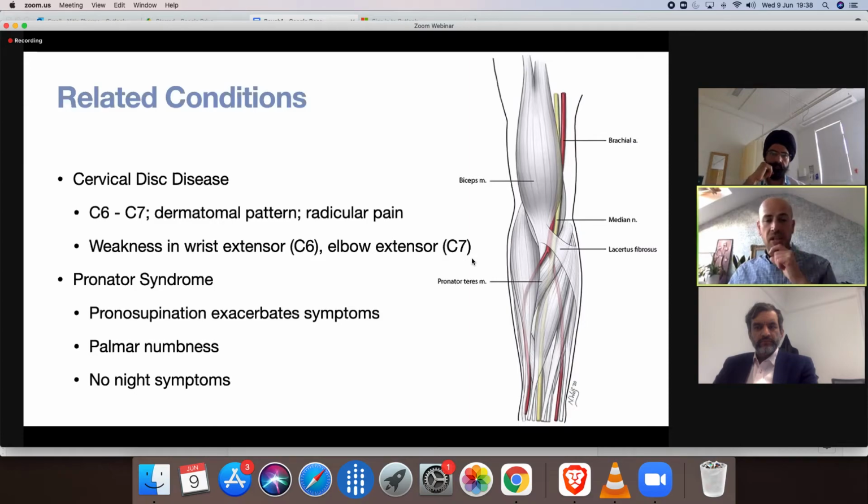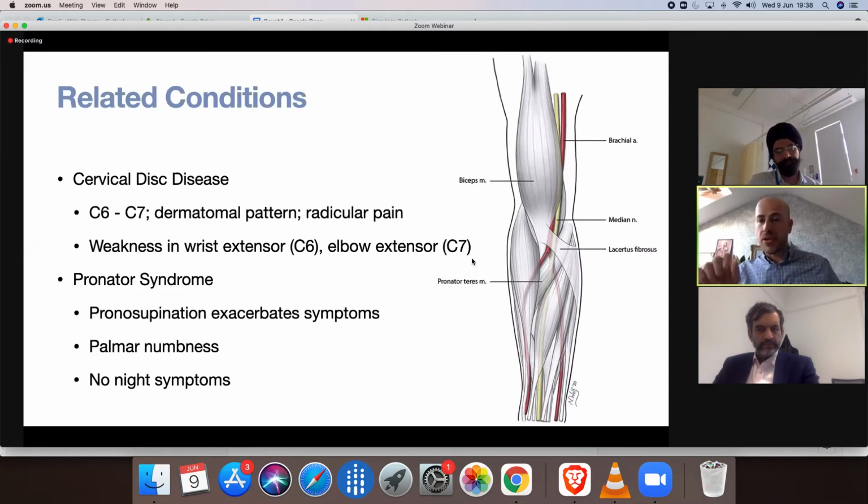Pronator syndrome, I'll only touch on briefly. Pronator syndrome is compression of the median nerve more proximally. It can be problems from just above the elbow to just below the elbow. The nerve can be compressed by different structures such as bony processes from the humerus or ligaments that traverse across the nerve, such as the ligament of Struthers. It can be compressed by the bicipital aponeurosis just below the elbow, as well as between the heads of some muscle groups such as the pronator teres or the FDS.